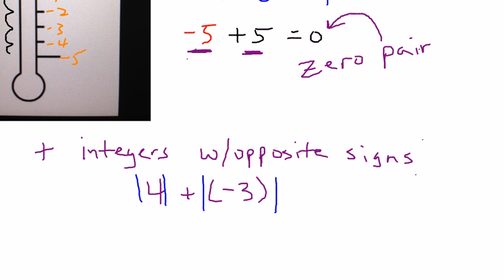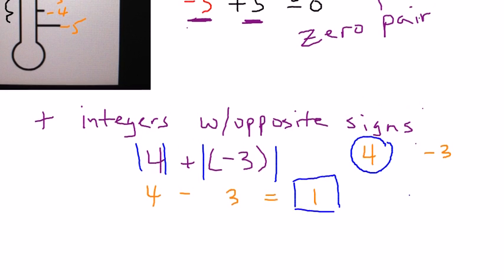The absolute value of 4 is 4. The absolute value of negative 3 is 3. But this time we're going to subtract them. 4 minus 3 gives us 1. And we are going to use the sign of the number that has the bigger absolute value. So when comparing 4 and negative 3, which of these two has the bigger absolute value? Well, 4 has the bigger absolute value, and because 4 is positive, our final answer will also be positive. So 4 plus negative 3 gives us a positive 1.